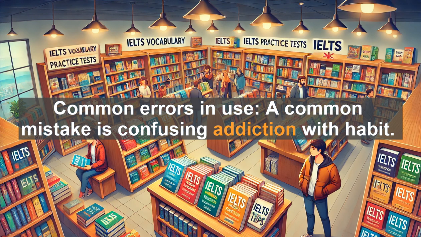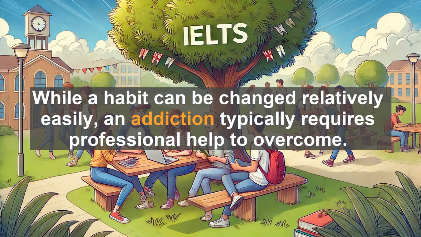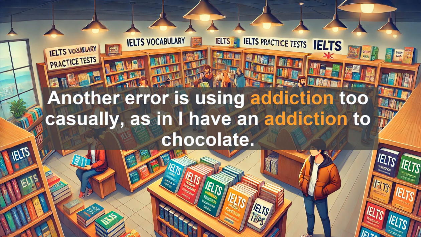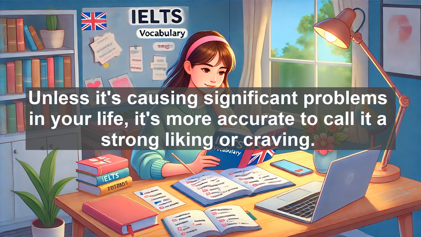Common errors in use. A common mistake is confusing addiction with habit. While a habit can be changed relatively easily, an addiction typically requires professional help to overcome. Another error is using addiction too casually, as in I have an addiction to chocolate. Unless it's causing significant problems in your life, it's more accurate to call it a strong liking or craving.